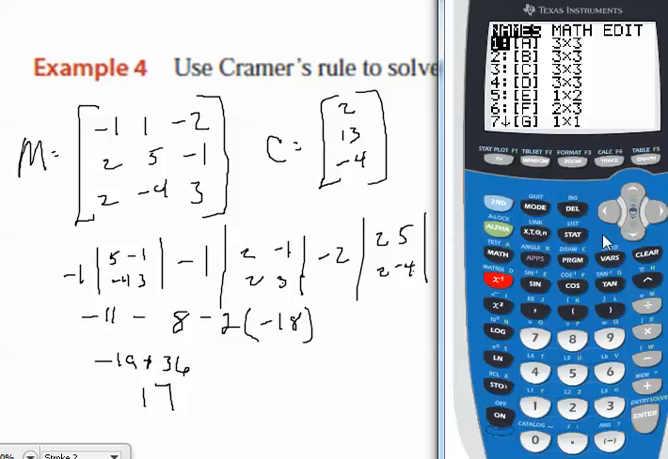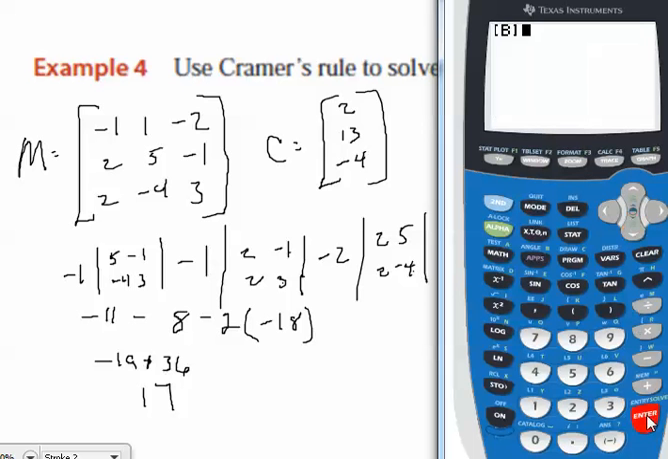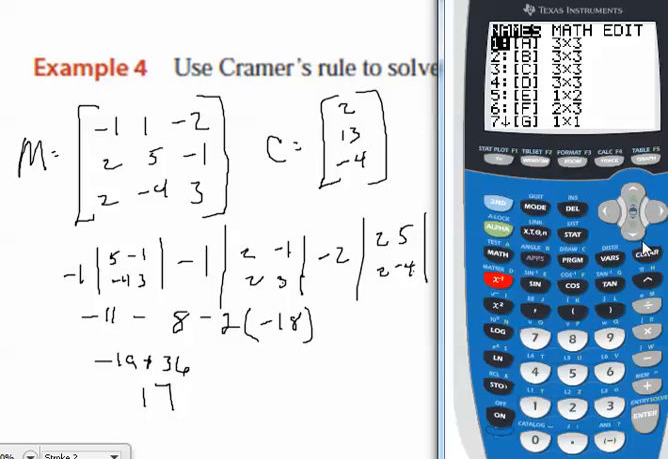I'm going into matrix. I'm going to show you what's in matrix B here. In matrix B, I've got a 2, 13, negative 4. That's these values, 2, 13, negative 4. Then the rest of the normal matrix: 1, 5, negative 4, negative 2, negative 1, and 3. Just like these.